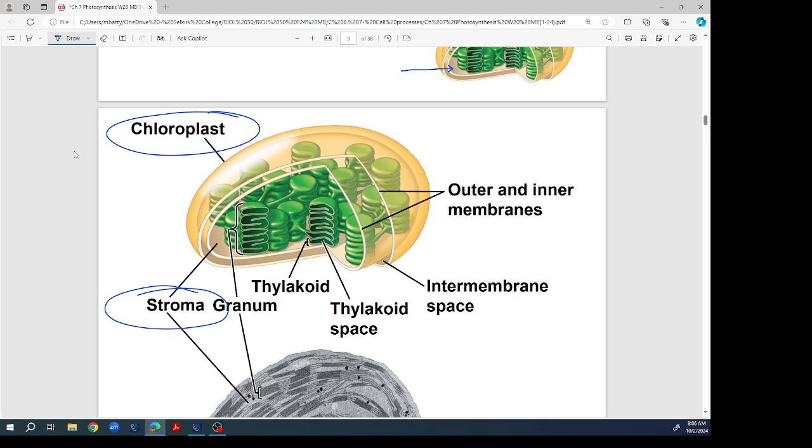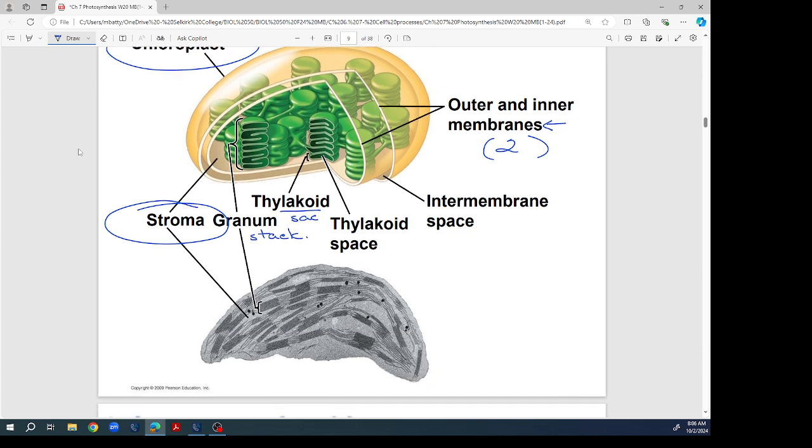And then there are those two membranes here. There's an outer membrane and an inner membrane. Each one of those membranes is a phospholipid bilayer. So the last one here that we were talking about, an individual sac is a thylakoid, and a stack of them is a granum. Plural would be grana.